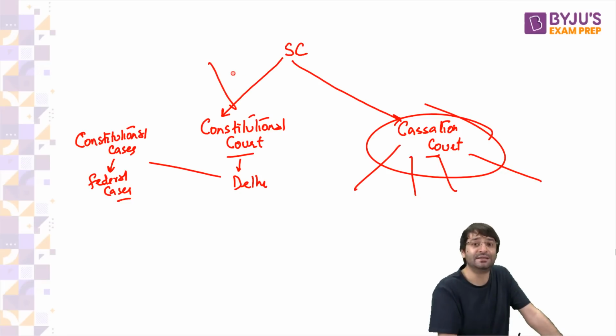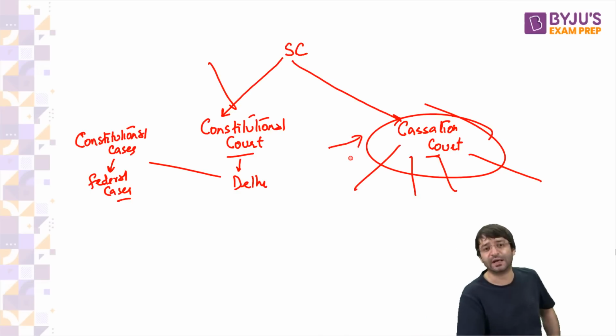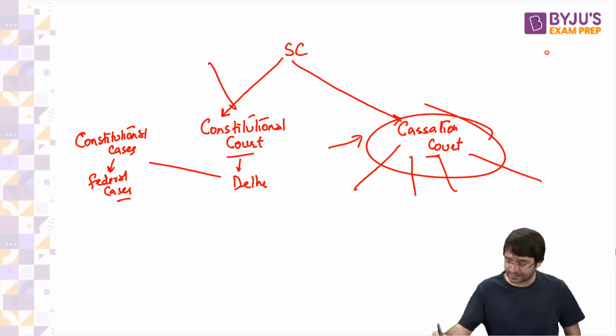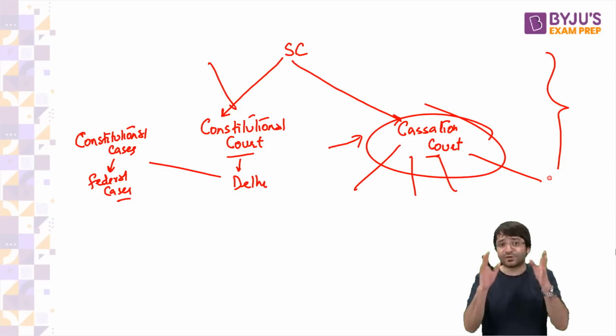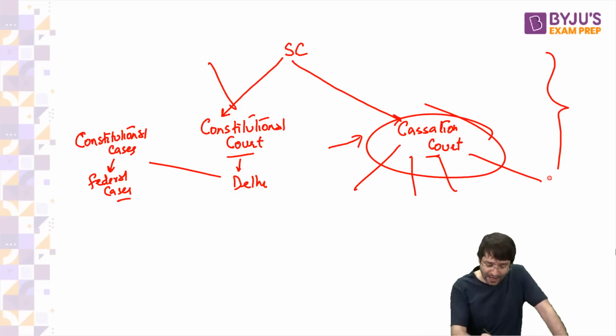All other appeals, where you're appealing against a High Court judgment in the Supreme Court, for that, instead of going to Delhi, you can go to a cassation court in Chennai, a cassation court in Guwahati, a cassation court in Bhopal, a cassation court in Ahmedabad or Jaipur, wherever you want to set it up. That is how we can change and reimagine the structure of the Supreme Court. And that would be the biggest reform.